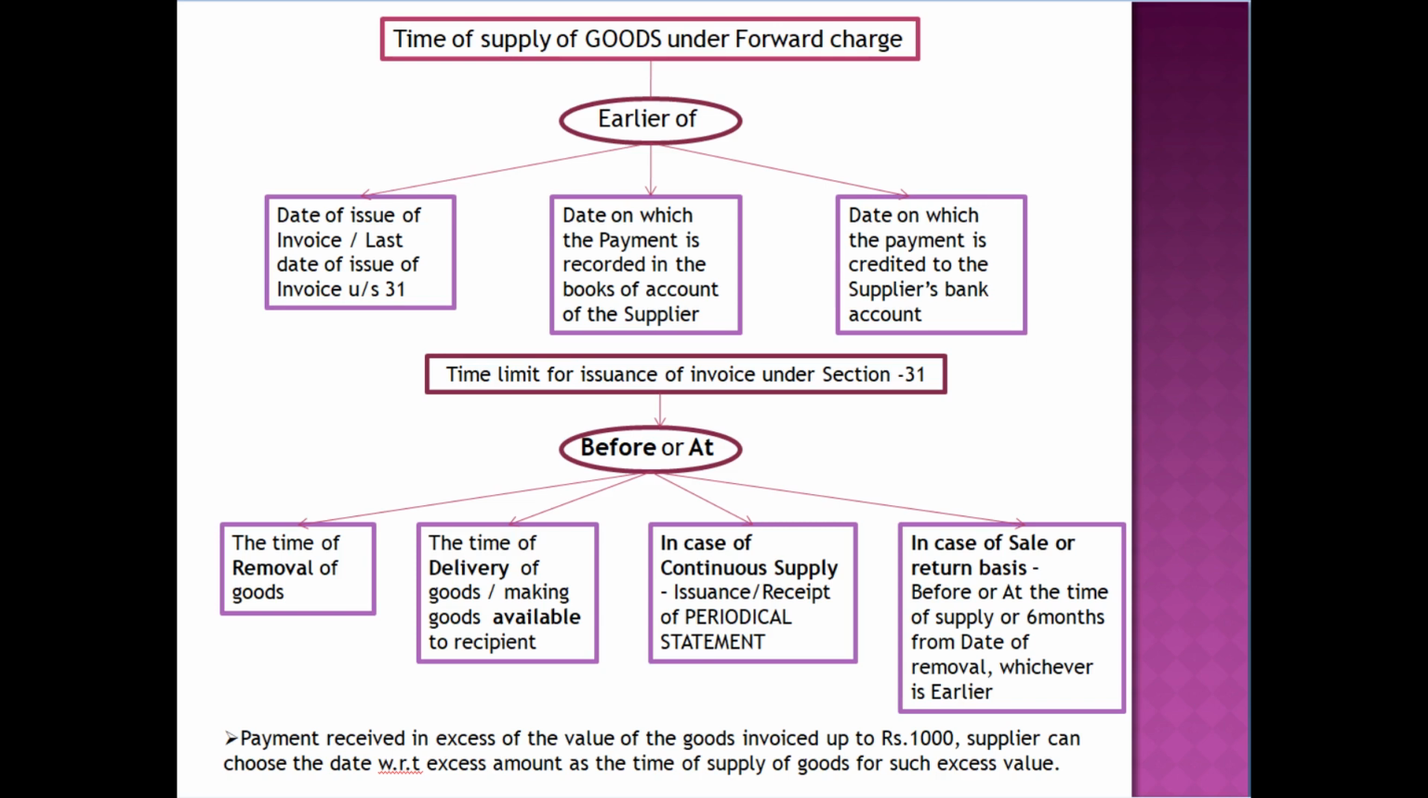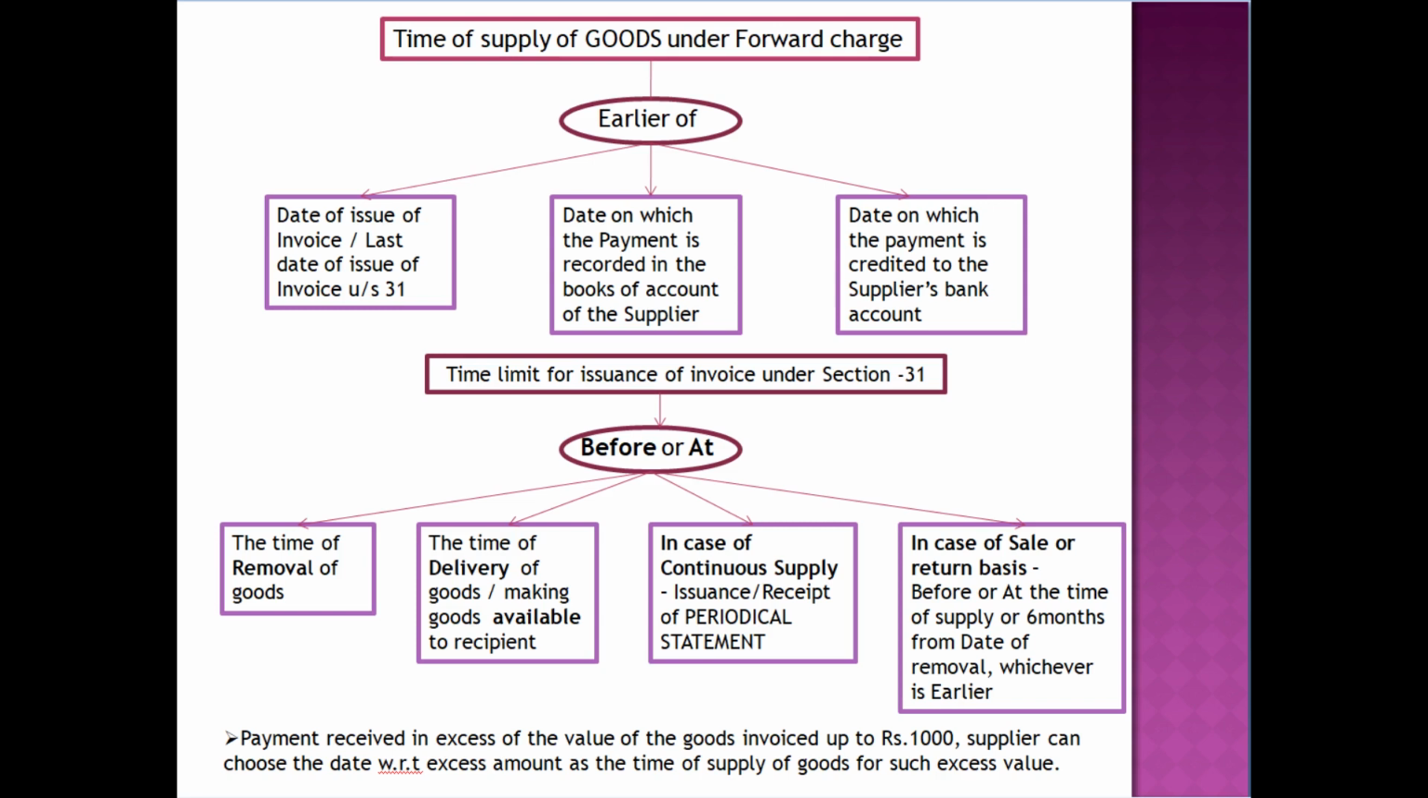And now let's see the time limit for issuance of invoice under section 31. In general cases, the invoice should be raised before or at the time of removal of goods, or delivery of goods, or making goods available to the recipient is also considered here. In case of continuous supply of goods, the invoice should be issued before or at the periodical statement. In case of sale or return basis, the invoice should be issued before or at the time of supply, which is discussed earlier, or 6 months from the date of removal of goods, whichever is earlier.